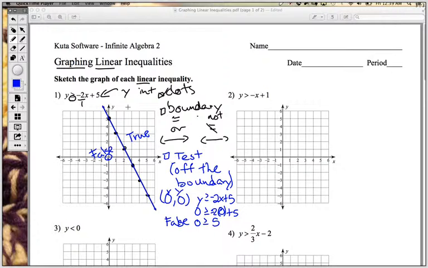Now, there should be some common sense here, but if this other side is true, that means we're going to be shading the true side.